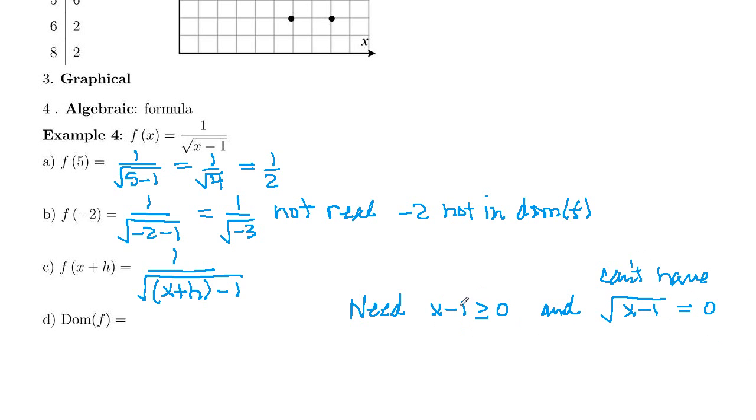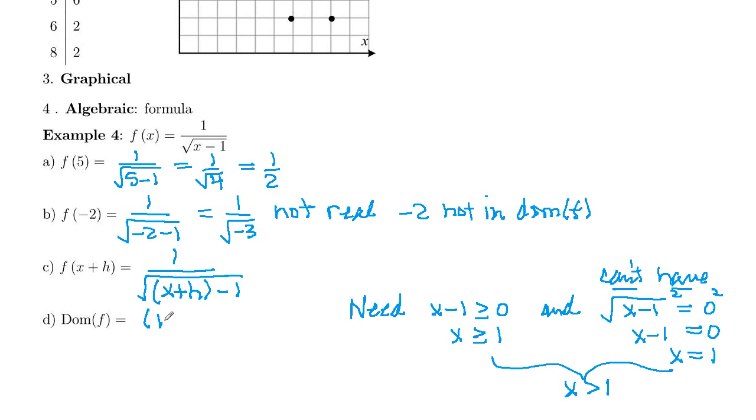So let's solve this here. If you add 1 to both sides, this means x has to be greater than or equal to 1. And then over here, if you square both sides to get rid of that square root, x minus 1 equals 0. Bring the 1 over as positive, x equals 1. So x has to be greater than or equal to 1, but you can't have x equal 1 because that gives a 0 in the denominator. So if you put these two together, that tells us that x is strictly greater than 1. So our domain is going to be 1 to infinity, not including 1.